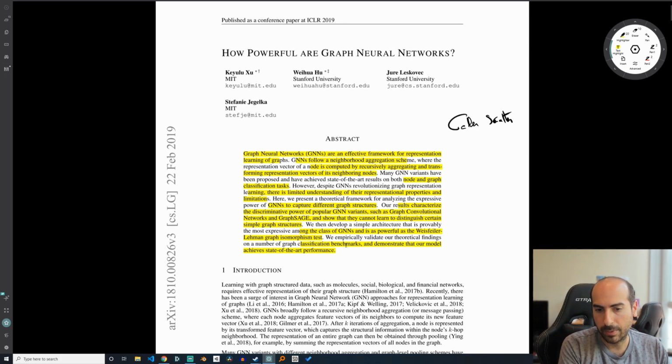So they're saying that these other GNN variants like GraphSAGE and GCNs, which are the most popular, at least as of 2019, right?